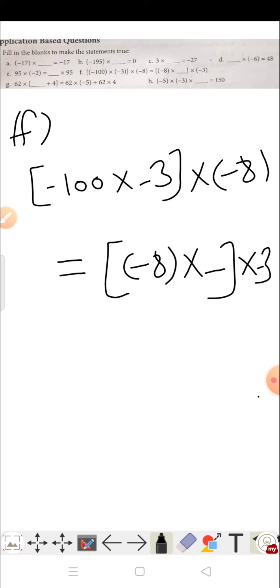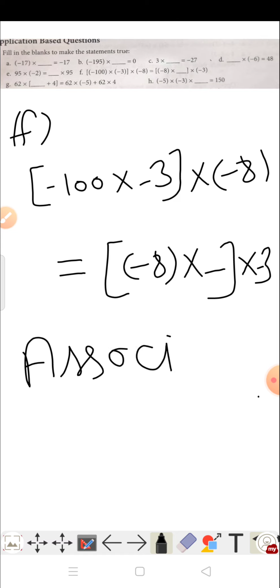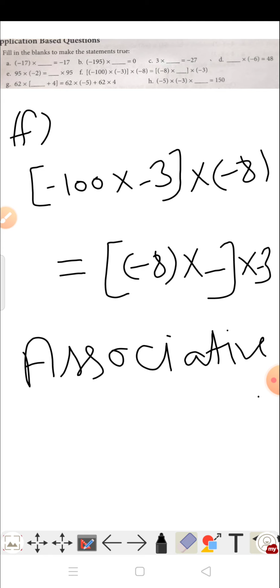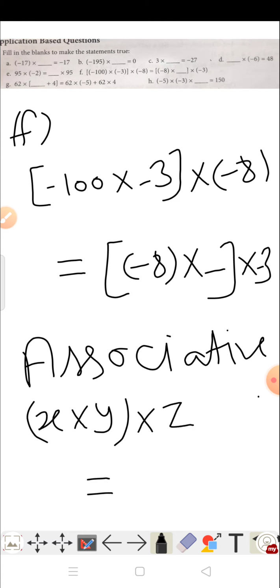So look at here. In this part we have used the associative property. Which property? Associative property. In this property we have three integers. Look at here. In associative property, how many integers do we have? We have 3, such that x multiplied by y in the bracket multiplied by z is equal to x multiplied by y multiplied by z.